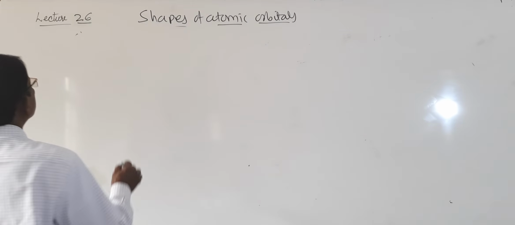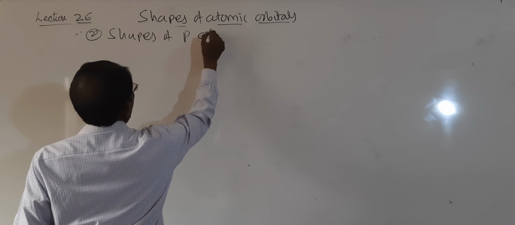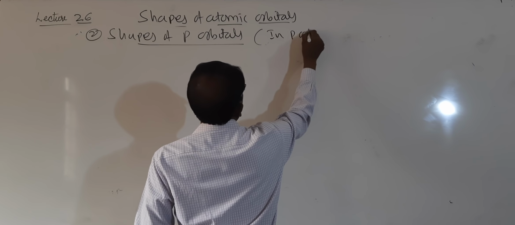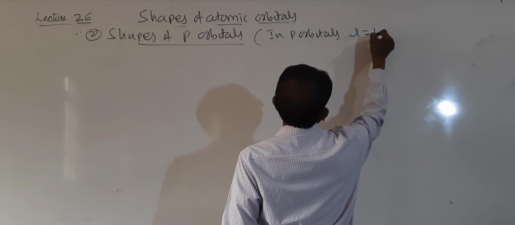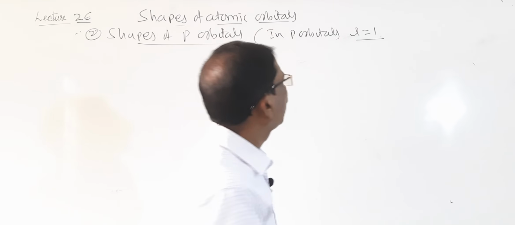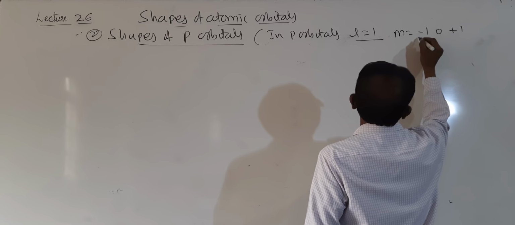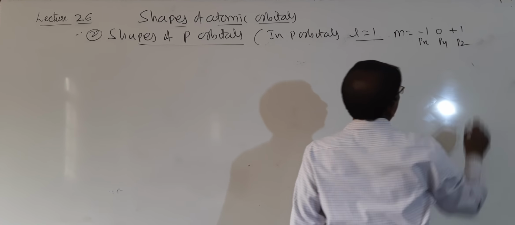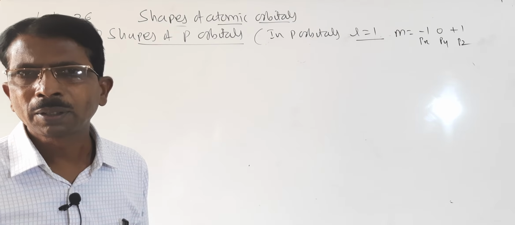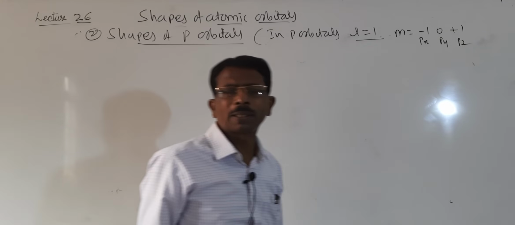Shape of p orbitals. We know that in p orbitals, L is equal to 1, and L is equal to 1 means M is equal to -1, 0, plus 1, that is nothing but Px, Py and Pz. It may be any number, 2Px, 3Px, 3Py, 3Pz or 4, any one. So here in p orbitals L is equal to 1 and M has 3 values, that is 3 subshells are there.